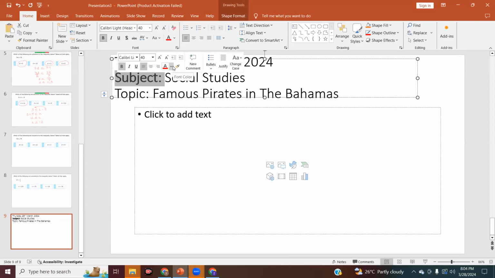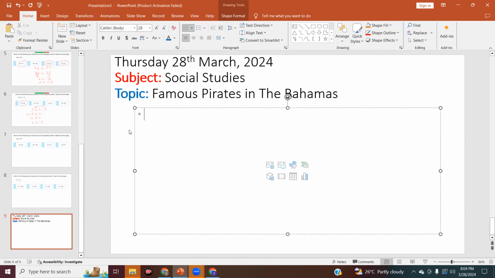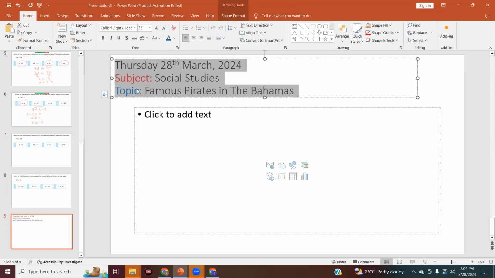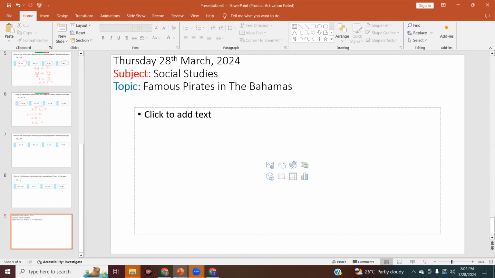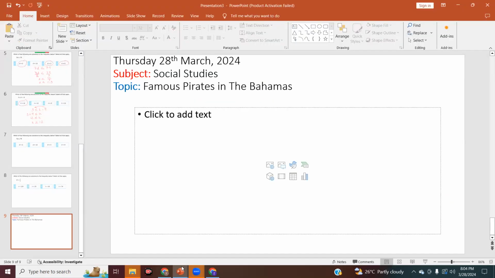Blackbeard. Can anyone give me a description of how Blackbeard looked? He was tall in stature. What else? What did he wear around him? A sling, which contained what? Pistols. His pistols, very good. How about his beard? Describe his beard. His beard was up to his eyes.